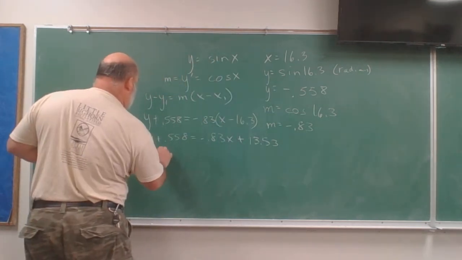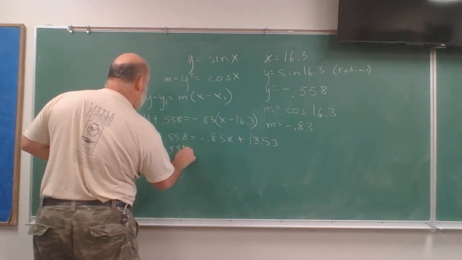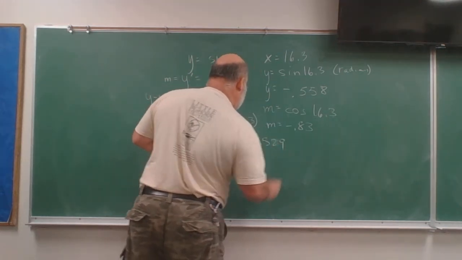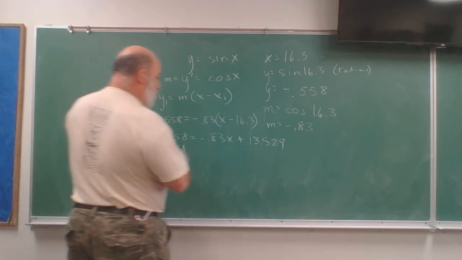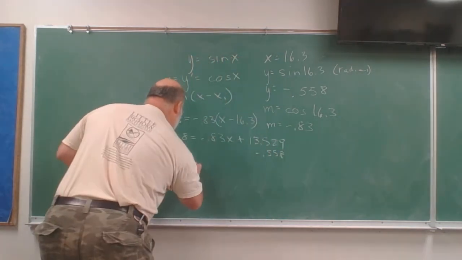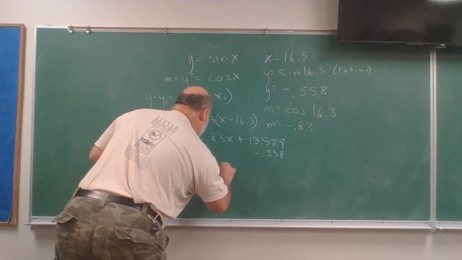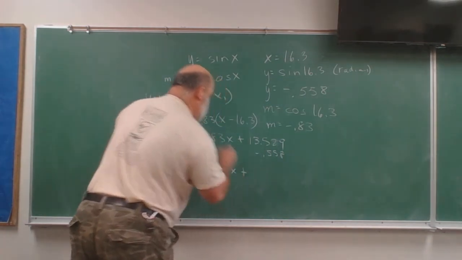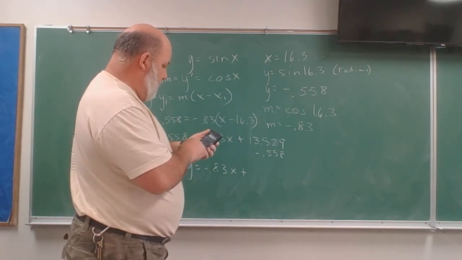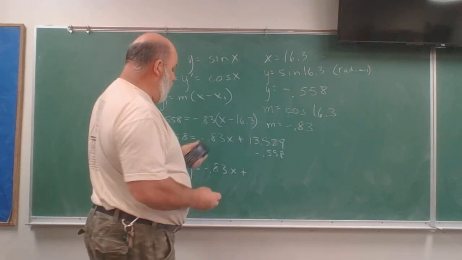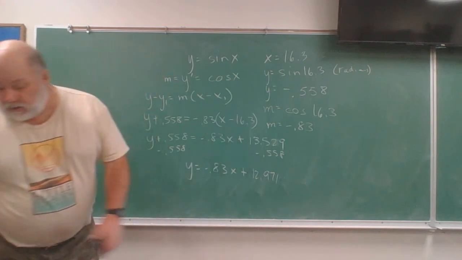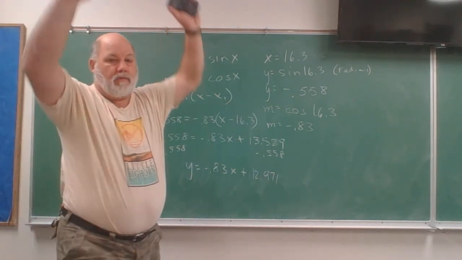And I'm going to subtract 0.558. I'm going to take this one out to 3 decimal places, 13.529, and I'm going to subtract 0.558 from it. Y equals negative 0.83x plus, what's 13.529 minus 0.558 equals 12.971. Check the book. Woohoo! We're done.